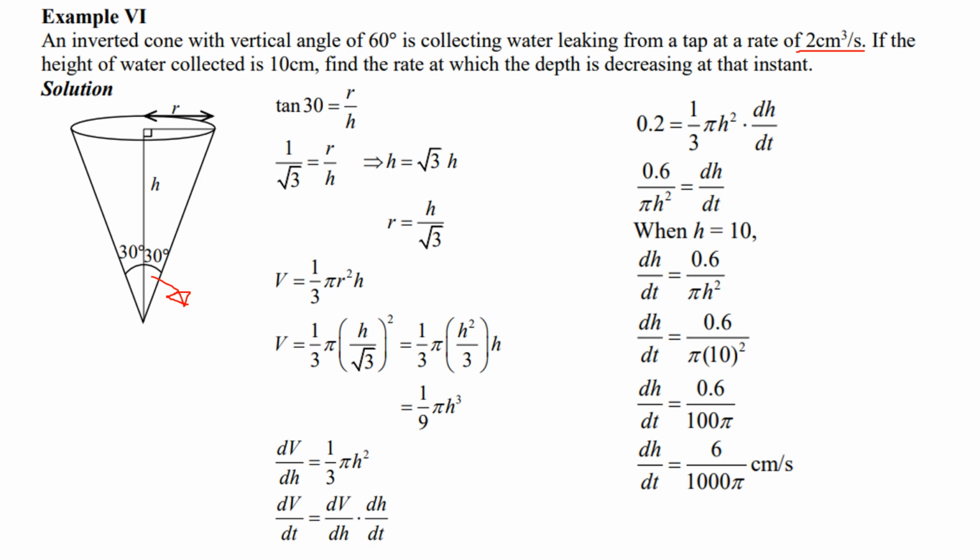Now if they told you, if the height of the water is 10 centimeters, since they use this condition of if, which I say is the same as when, that means that you are going to bring in the if situation or the when condition later, after finding what they want. So here they want us to find the rate at which the depth is decreasing at that instant. So they want the rate of change of depth, which is represented by dh/dt.